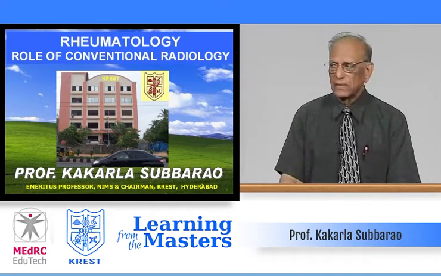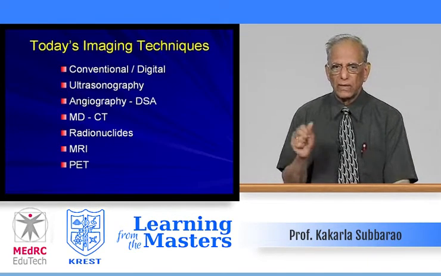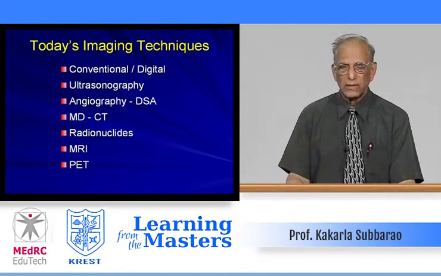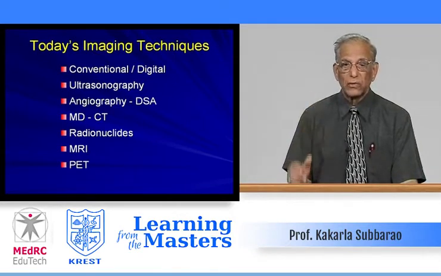Place of conventional radiology in rheumatology. Before we talk about conventional radiology alone, we have to know what the various imaging techniques available to us are. Even in conventional radiology of late, the modern trend is using digital radiology, where you can get better resolution of the part that is examined. Then ultrasonography, angiography if necessary, particularly in collagen vascular disorders with DSA, digital subtraction angiography, MDCT, multi-detector CT, that is the latest, radionuclides, MRI, and of course PET scan.